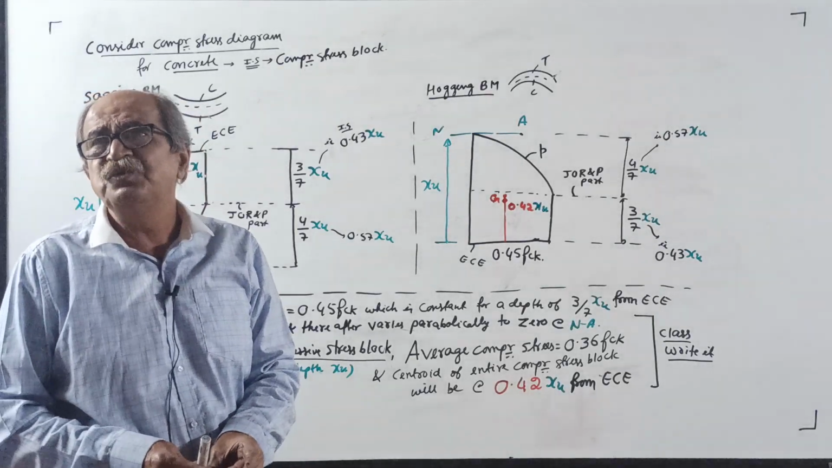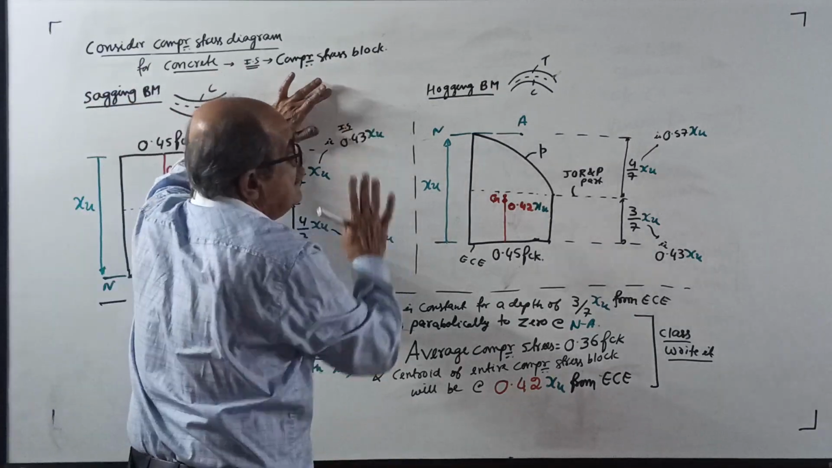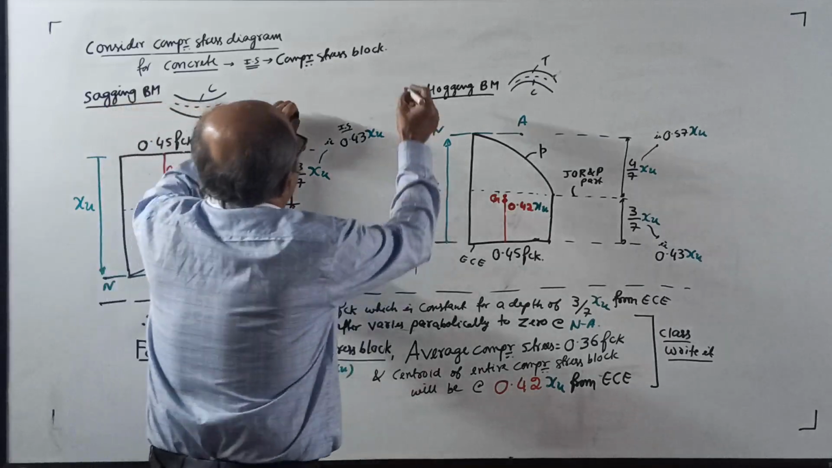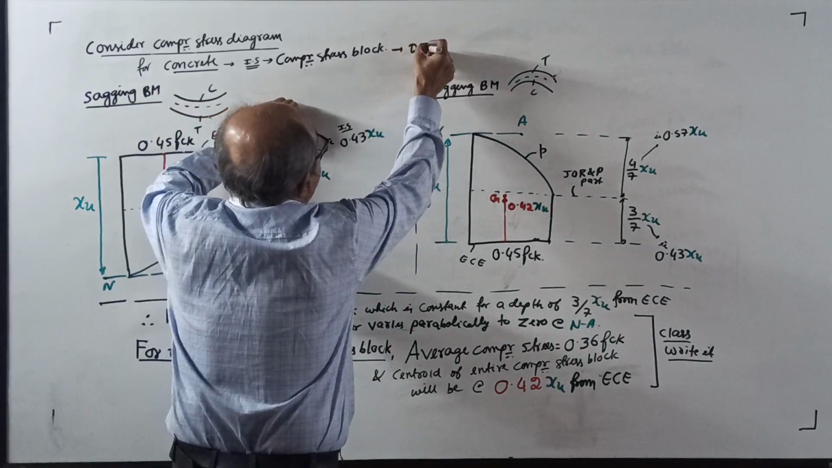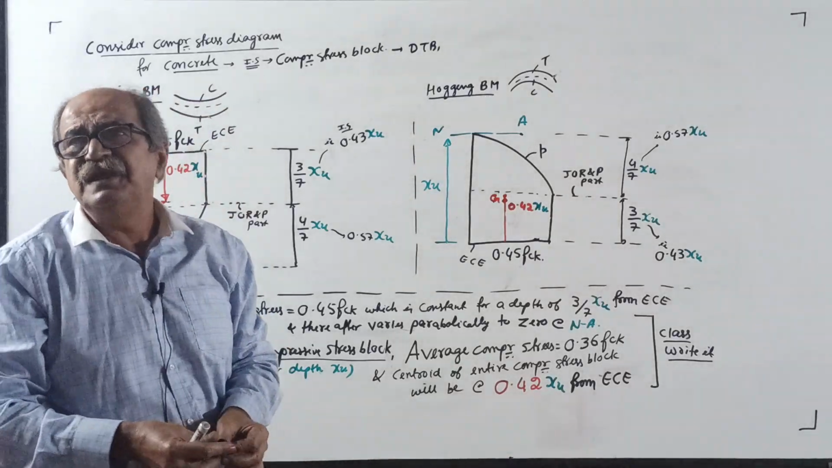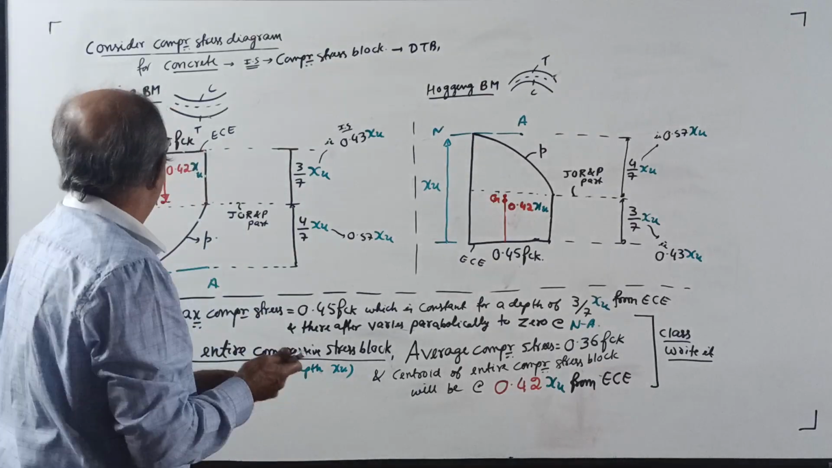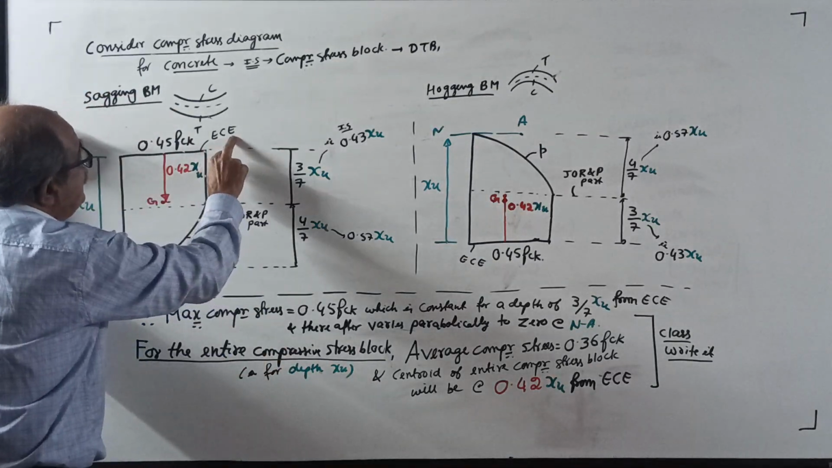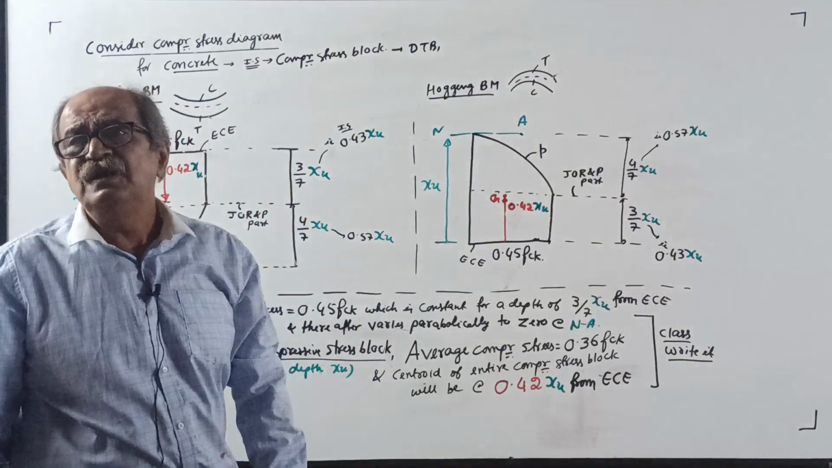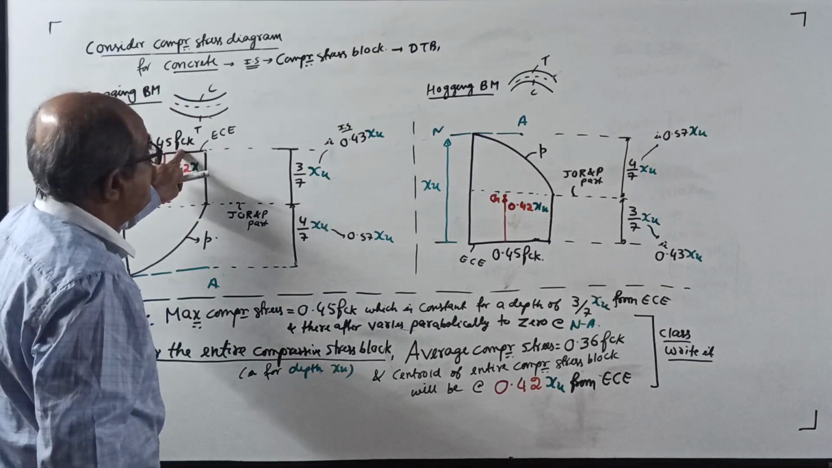That is how the compressive stress for concrete will vary. First, some note you have to write. I have not written here. Understood. You should write here. I will dictate something now. Due to bending, maximum compressive stress in concrete will be at the extreme compression edge. See here. Extreme compression edge. ECE means extreme compression edge. As per IS code, that maximum stress is limited to 0.45 fck.